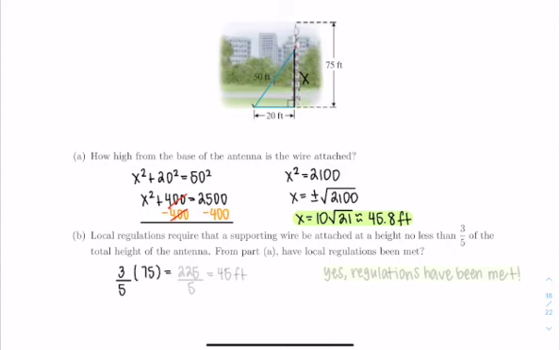Now remember, we multiply across the top and bottom. So we end up getting 225 over 5, which is 45 feet.